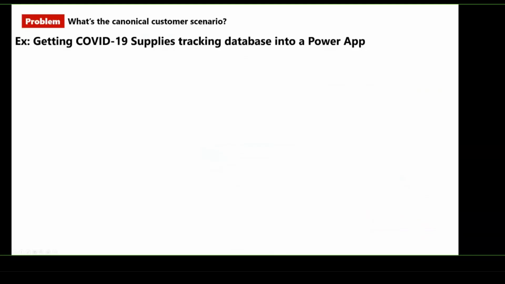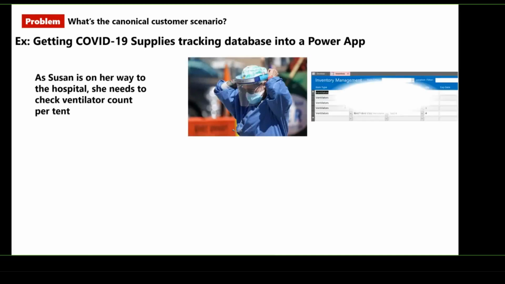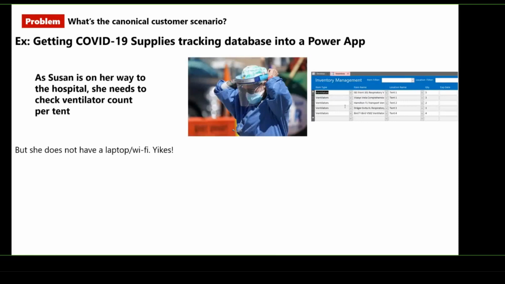Okay, so I want to just give a quick example scenario of how this can be used in an everyday instance. So let's just give this example. It's a Monday morning and Susan's on her way to the hospital. However, on her way, she needs to understand COVID supply inventory to know whether or not to order more supplies before she gets to the hospital. That data is stored in an Access database, and that image might look a little familiar for some of you, but Susan does not have her laptop on her nor does she have Wi-Fi.